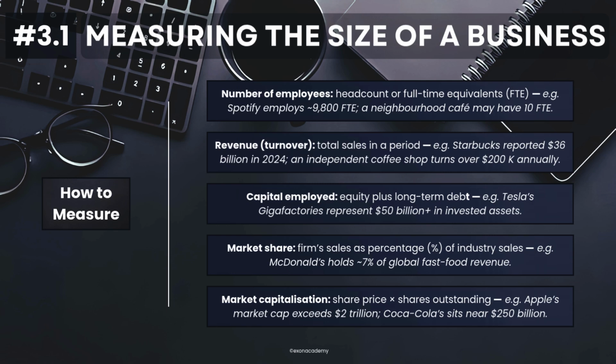For example, Spotify has close to 10,000 employees globally, while a small neighborhood cafe might only need 10 people to run. Next, we have revenue, also called turnover. This is the total income a business earns from sales before any costs are deducted. For instance, Starbucks generates around 36 billion in annual revenue, while a small independent coffee shop might only make $200,000 in a year.